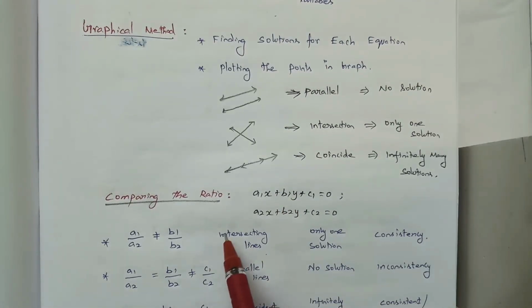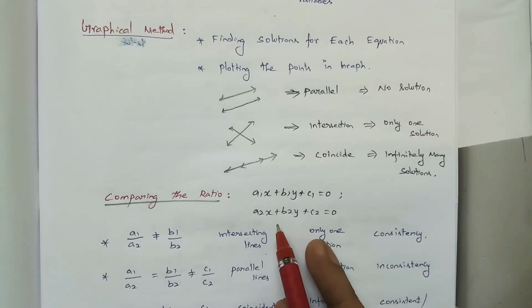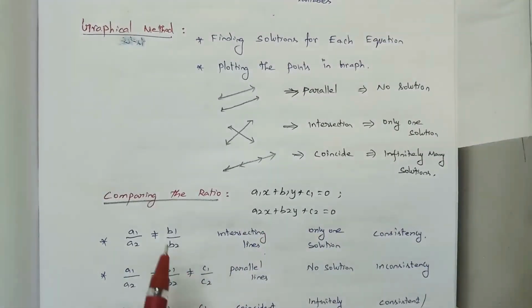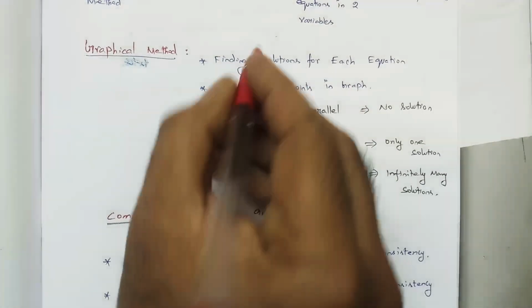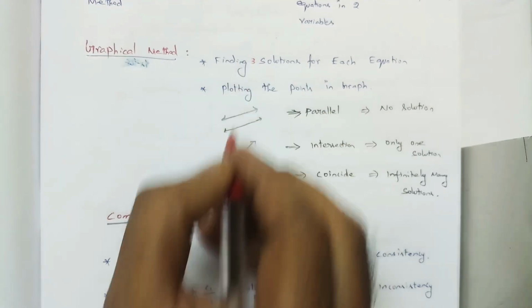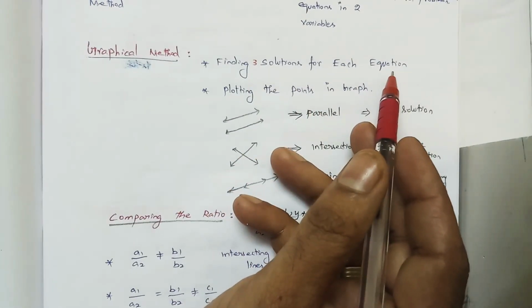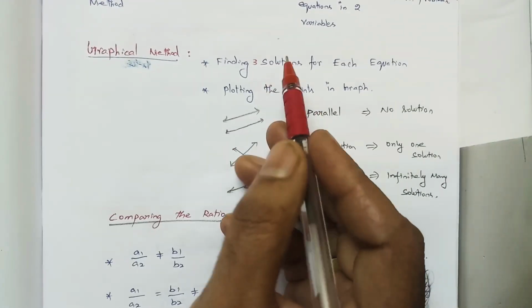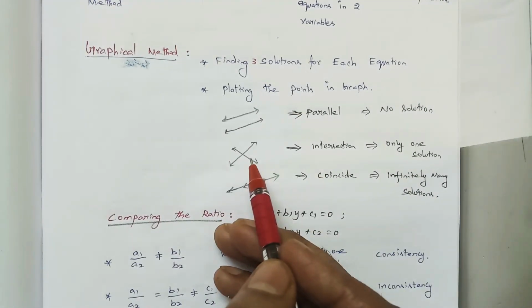For finding the solution by the graphical method, they will give you two equations. For each equation we have to find solutions, minimum three solutions for each equation. Then we plot the points in the graph, mark the solutions and draw the line.